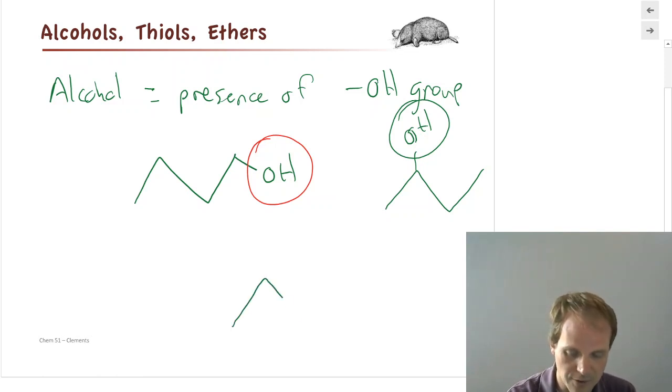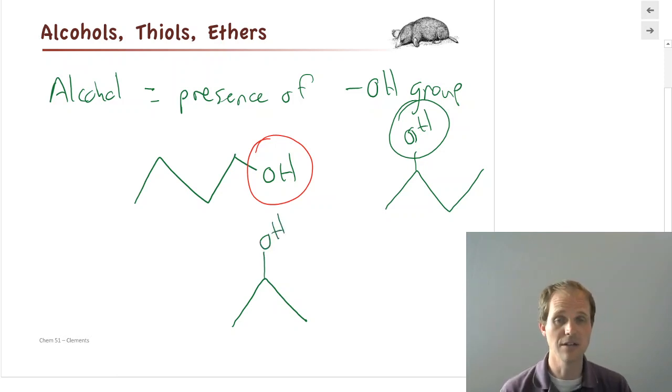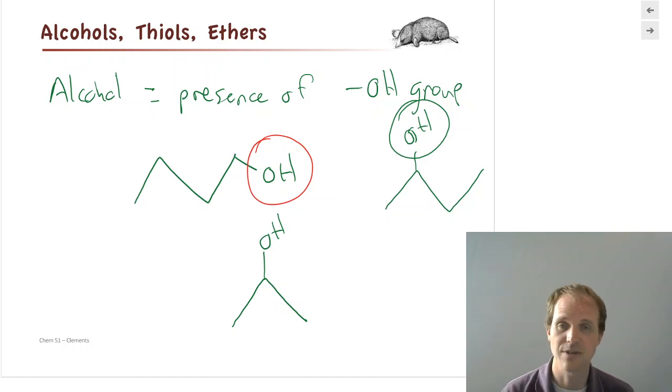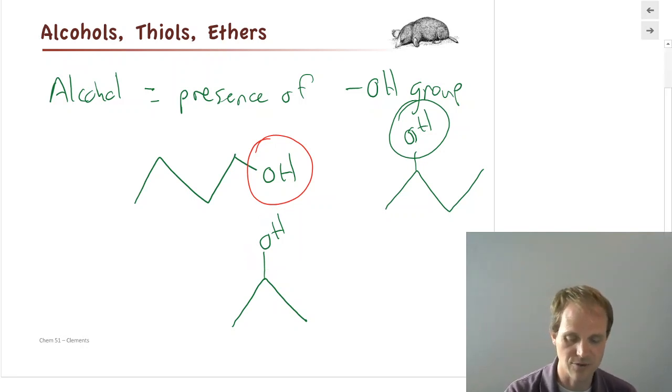You might have heard before of isopropyl alcohol. That's the rubbing alcohol that you're going to find in your medicine cabinet, and that's what it looks like. It is propyl, meth, eth, prop, 3 carbons. The iso means in the middle, and the alcohol says it's got an OH group. And so that is your isopropyl alcohol.